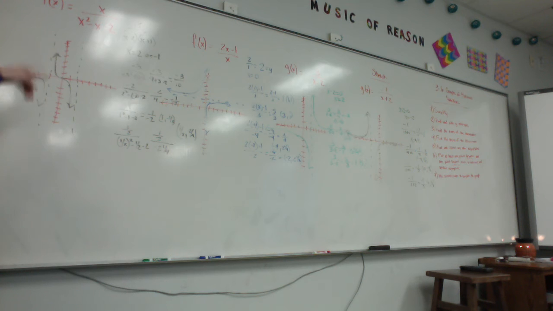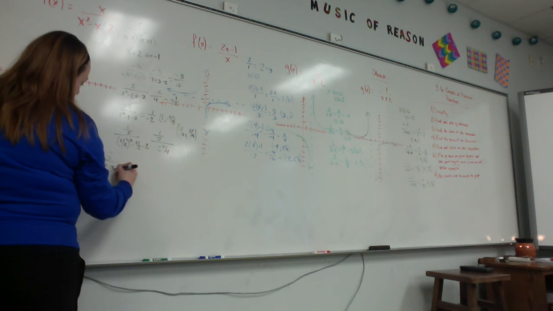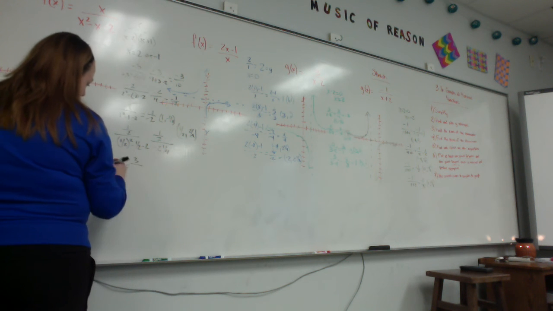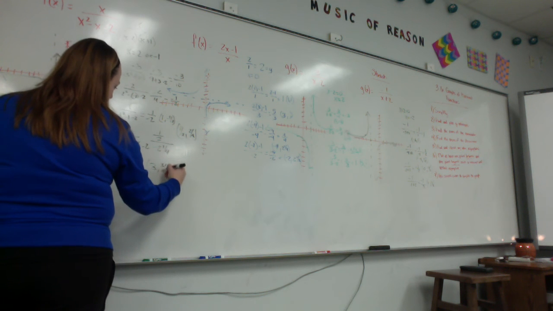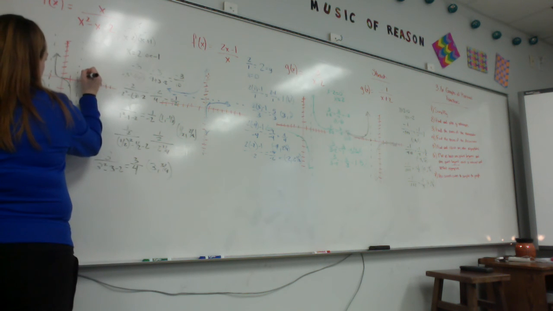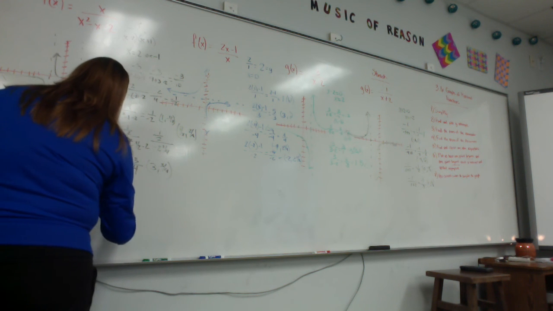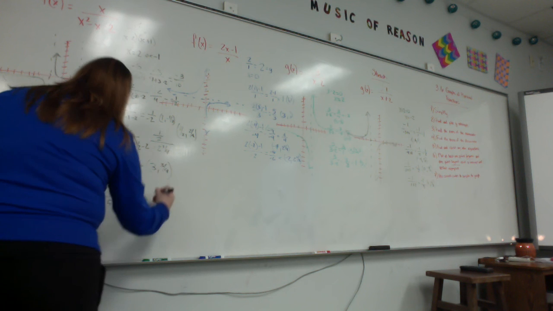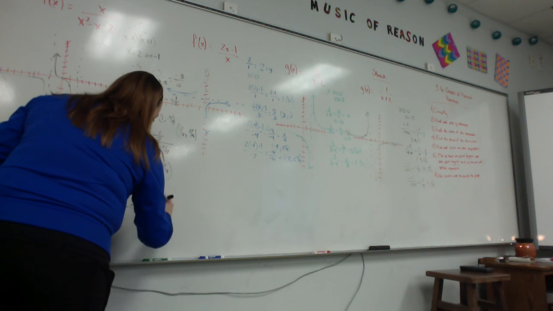Okay. Then I need to plug in points out here. I'm going to plug in 3 and 5 probably. So I have 3 over 3 squared minus 3 minus 2. So I have 3 over 9 minus 5, which is 4. So I have 3, and then I have 3/4. So 3 and 3/4, and then I'm going to plug in 5, and I have 5 over 5 squared minus 5 minus 2. So 5 over 25 minus 5, which is 20, minus 2 is 18. So 5/18.